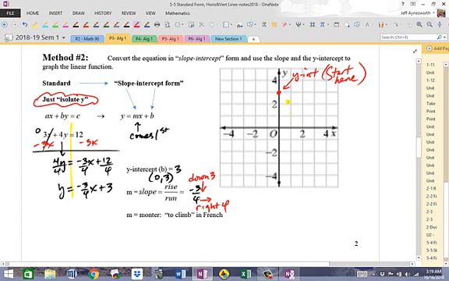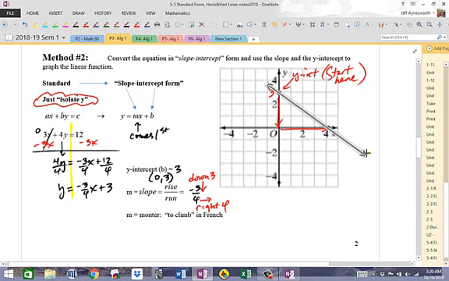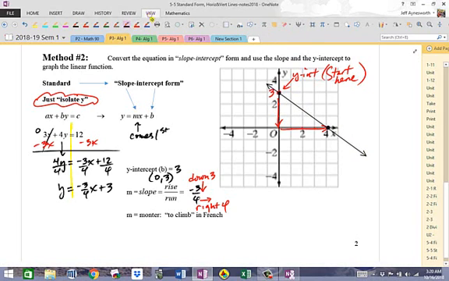So put your pencil right here at 3. We count down 3. 1, 2, 3. Down arrow. Right 4. 1, 2, 3, 4. And then you plot a point, which is right here. So we got 2 points, and what we do is we get our straight edge out, and then we draw the line right there.